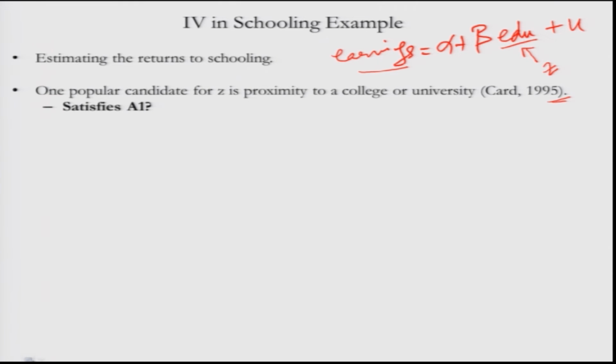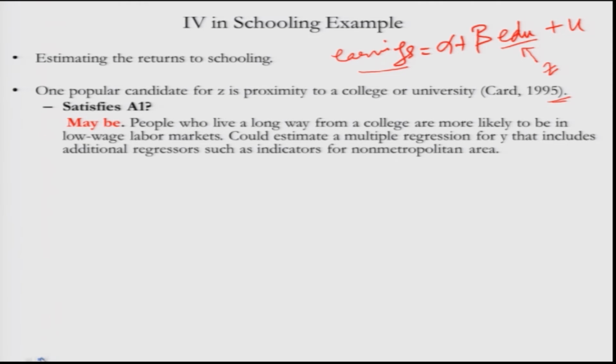Now, does proximity to college or university satisfy the two IV assumptions that we just saw? Does it satisfy A1, which is the exogeneity condition? Well, maybe people who live a long way from a college are more likely to be in low wage labor markets. We could estimate a multiple regression for Y that includes additional regressors such as indicators for non-metropolitan area. What this means is that when you take proximity as an IV for education, it is possible that people who live away from a college have lower probability of getting admitted to college simply because they are further away from college or university. However, that is not the only way proximity to college affects earnings.